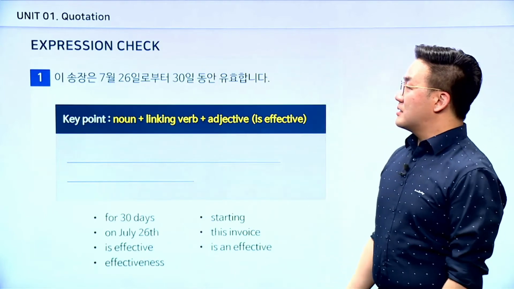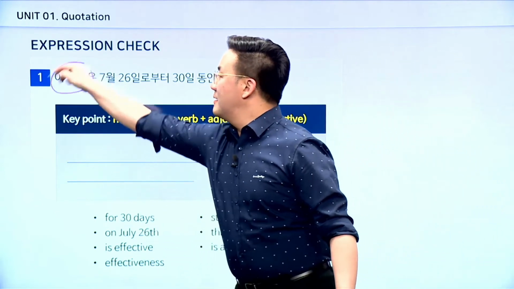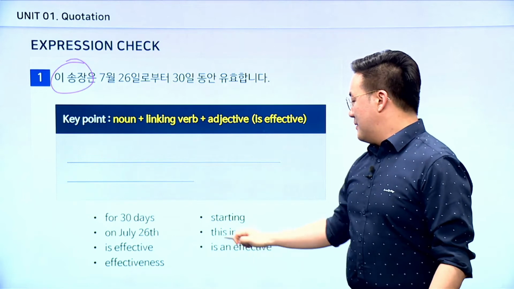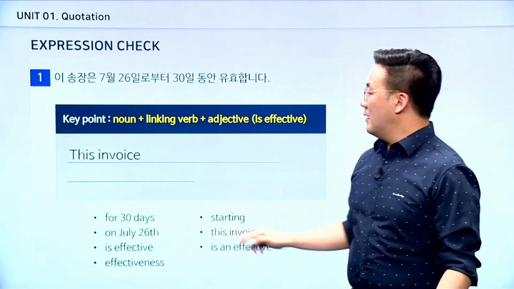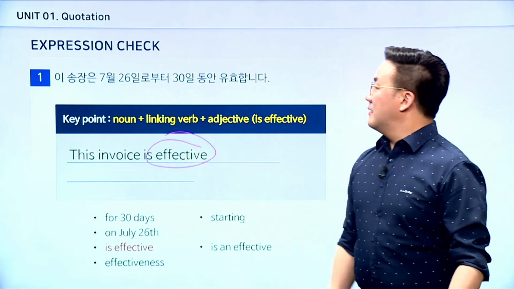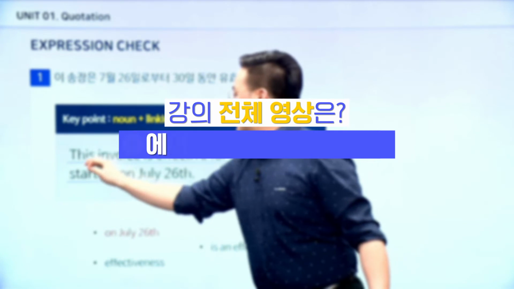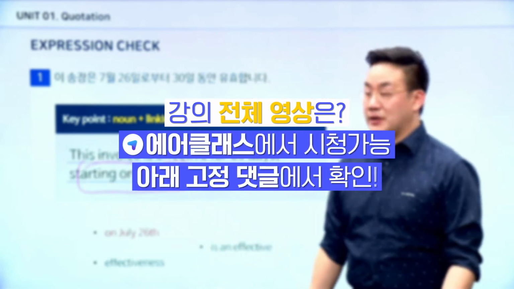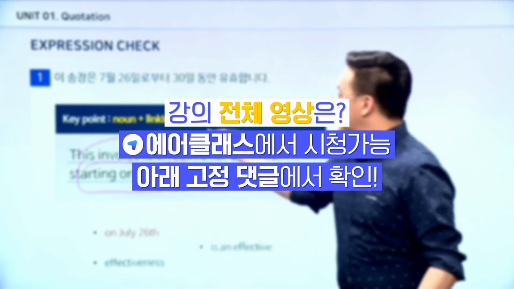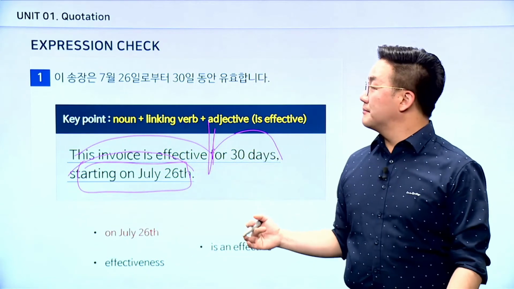Okay, so let's check some expressions before we finish. Always start with the subject. This invoice is valid, is good, is effective for how long? 30 days. Since when? Starting on July 26th, right? This invoice is effective for 30 days, starting when? So this is how you write it.